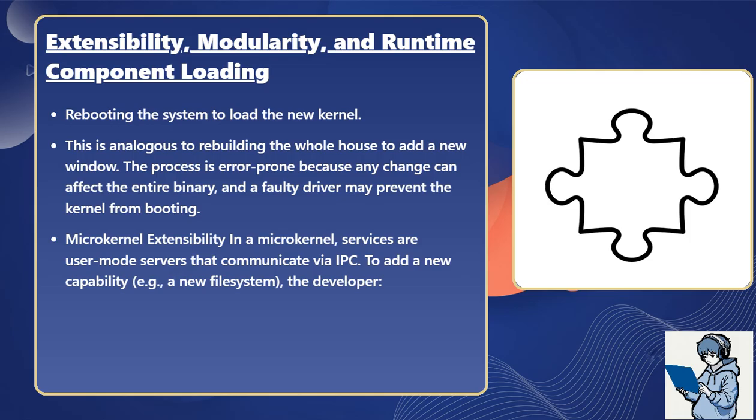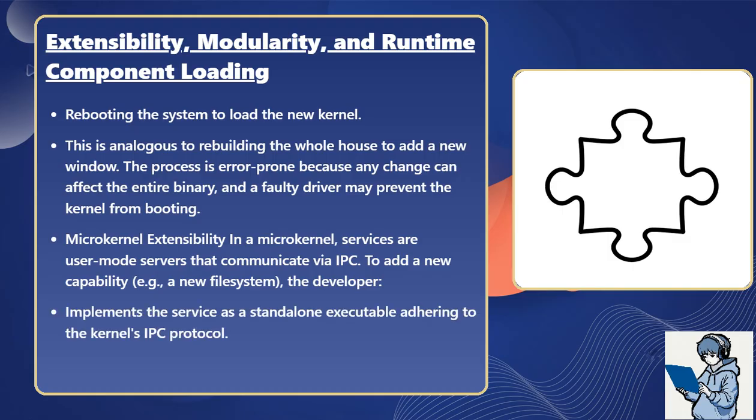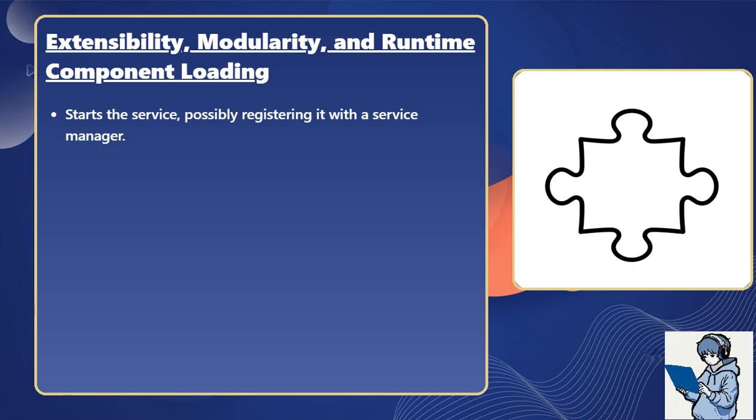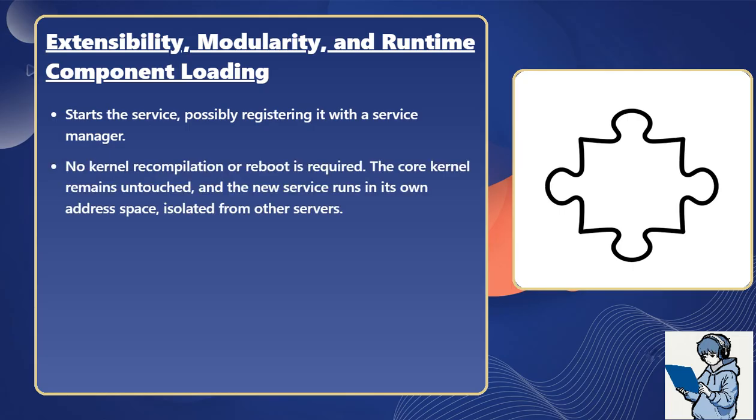Microkernel extensibility. In a microkernel, services are user mode servers that communicate via IPC to add a new capability. For example, for a new file system, the developer implements the service as a standalone executable adhering to the kernel's IPC protocol, deploys the binary to the target system, often simply copying a file, and starts the service, possibly registering it with a service manager. No kernel recompilation or reboot is required. The core kernel remains untouched, and the new service runs in its own address space, isolated from other servers.